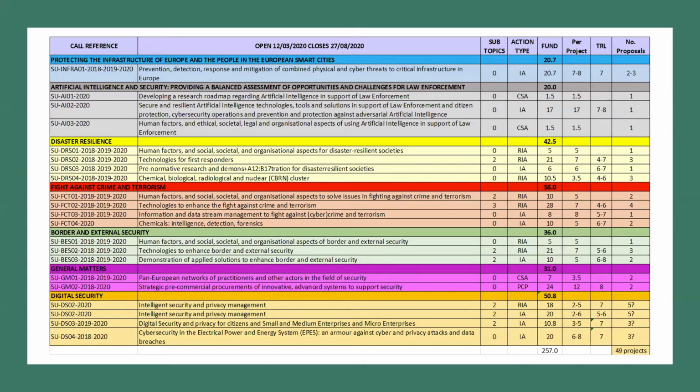Now, if we can get back to the present set of calls under the Secure Societies, I'll put together a summary of the calls, which includes the type of calls they are, the budget available for each of the calls, whether that be under the topic or the project itself, how many projects will be funded under each of the topics. So overall, there's 257 billion euro available. There are seven overarching topics. And then if you look in the right-hand side, the number of projects that will be funded are around 49.